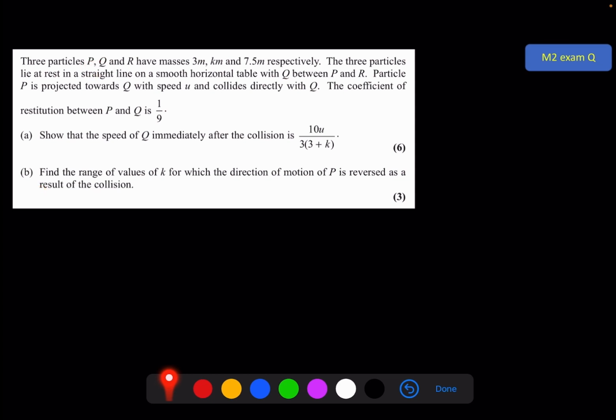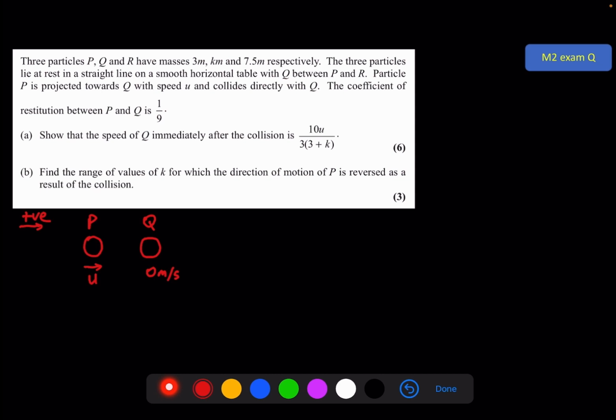The particles lie at rest in a straight line on a smooth horizontal table, with Q between P and R. So what we need here is P and Q. Q is going to be at 0 meters a second initially, so is P, but then we see that particle P is projected towards Q with speed U. So as usual, I'll take this direction to be my positive, so this becomes U. And it collides directly with Q.